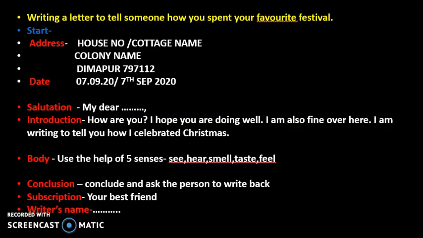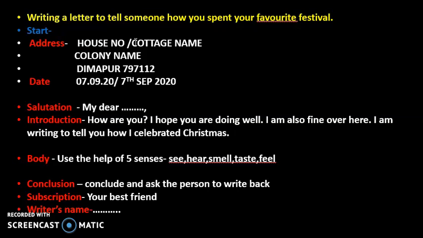So start your address with the house number, okay? Or if your house has a name, you can even use the name. For example, Zimomi Villa, or you can say house number 80. It's up to you, okay? So you can use house number, or you can use the name of your cottage, or the name of your apartment, the name of your villa. It's up to you. Now that will be on the first line, okay?